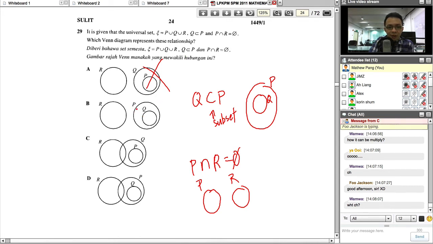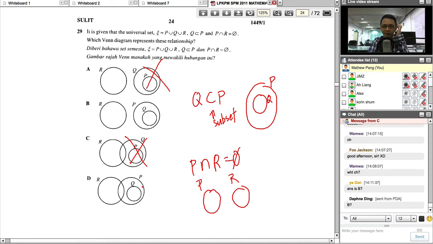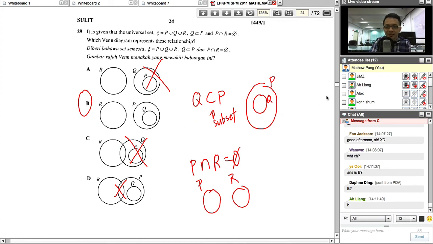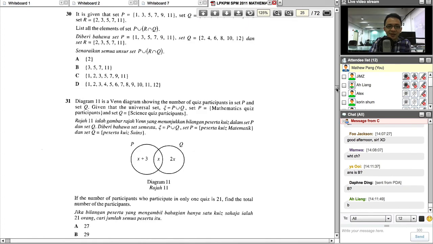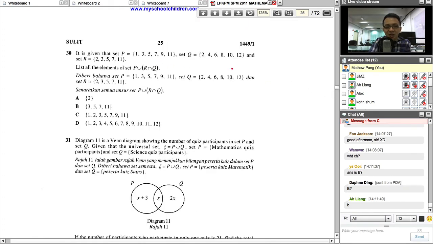Okay, Q is a subset of P. Oh, this is wrong. Okay, this seems correct. And P and R do not intersect. Yes, P and R intersect. They cannot intersect. So the answer is B, because in this one they intersect. Okay? Yes. Number 30. It's a set question also.